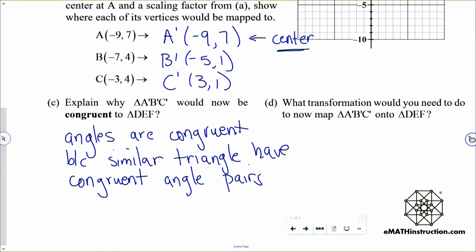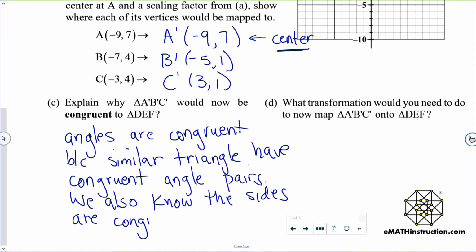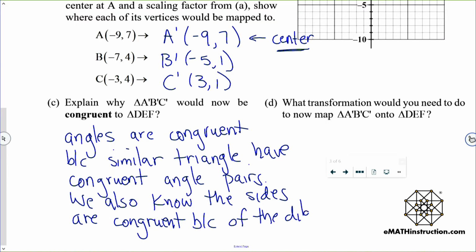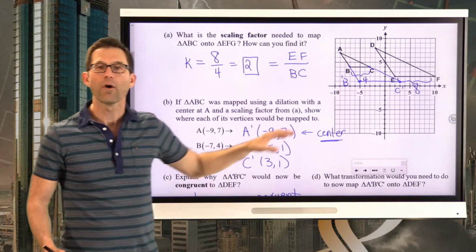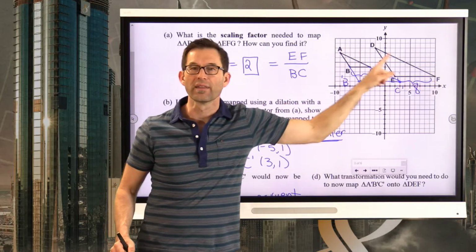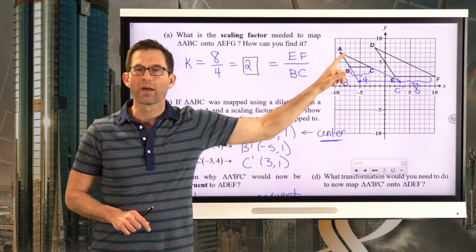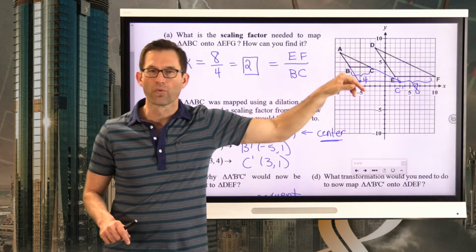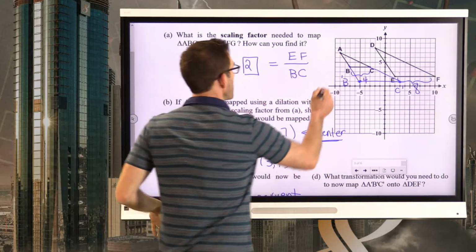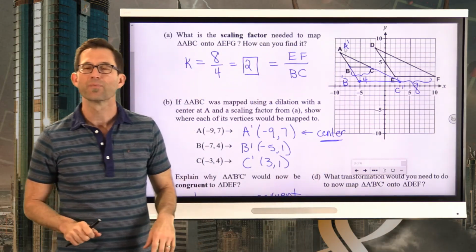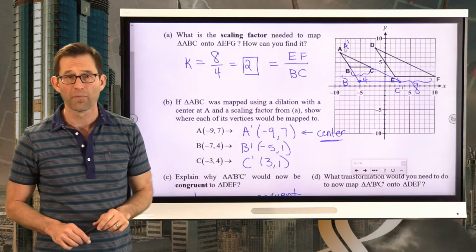But we also know the sides are congruent because of the dilation. All right. In other words, we ensured that by dilating by a factor of 2, we now made all the side lengths of this triangle equal to all the side lengths of that triangle. But keep in mind, the whole idea of a similarity transformation is that we would map this triangle on top of that triangle. And although the two triangles are now congruent, A prime, B prime, C prime, and actually let me call that A prime right now, even though A and A prime are in exactly the same place, even those two triangles are congruent, they're not sitting on top of one another, right?